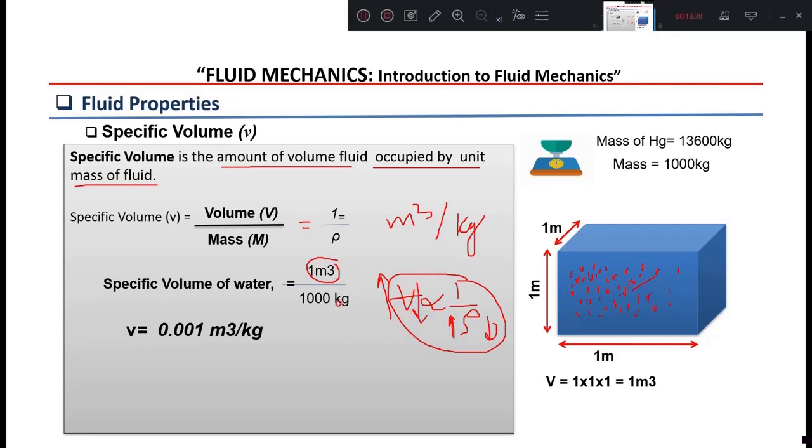Its unit is meter cube per kg. And that's why the definition of the specific volume is the number of cubic meters occupied by 1 kg of a particular substance. Its SI unit is meter cube per kg, or 1 meter cube equals 1000 liters, or you can say 1 liter equals 1 kg.